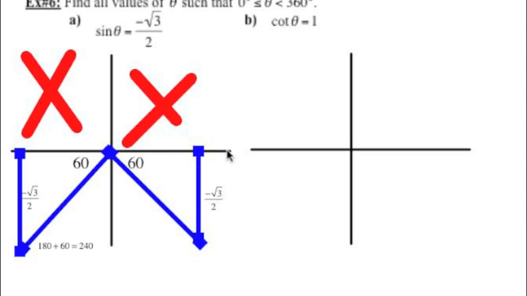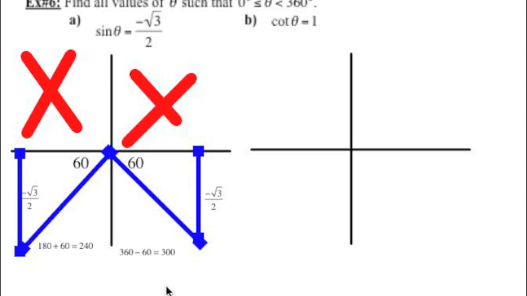Well, I'm going to think about it another way. All the way around is 360, but I'm not going all the way around. I'm 60 shy of going all the way around. So 360 minus 60 gives me 300. So for A, my two answers are both 240 degrees and 300 degrees.